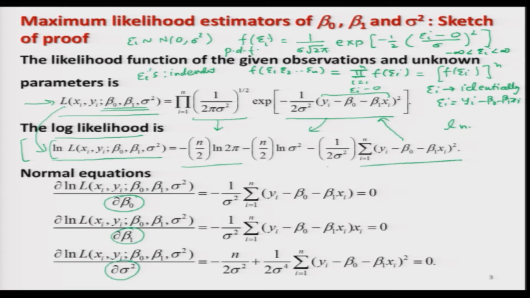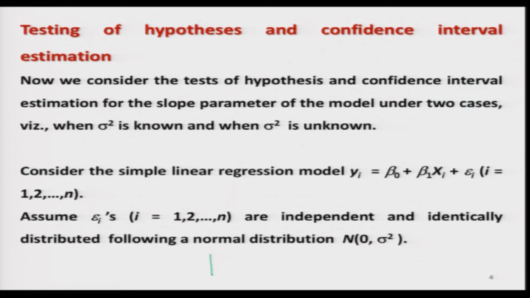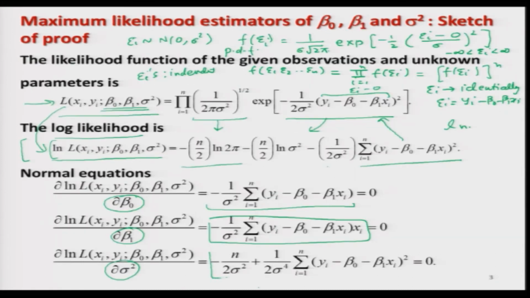Once I differentiate the log likelihood with respect to beta 0, I obtain this result, which you can verify, that is very straightforward. Similarly, when I partially differentiate the log likelihood with respect to beta 1, I get this value. And when I partially differentiate with respect to sigma square, I get this value. Now I equate them equal to 0.